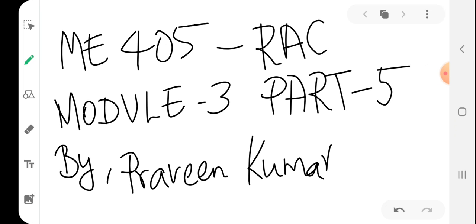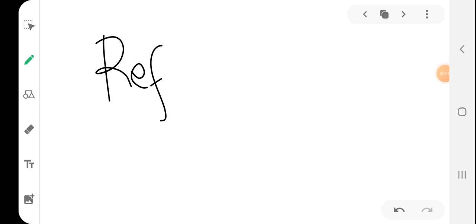Refrigeration and air conditioning, third module. So today we will deal with refrigerants. So students, refrigerants. So what is a refrigerant?